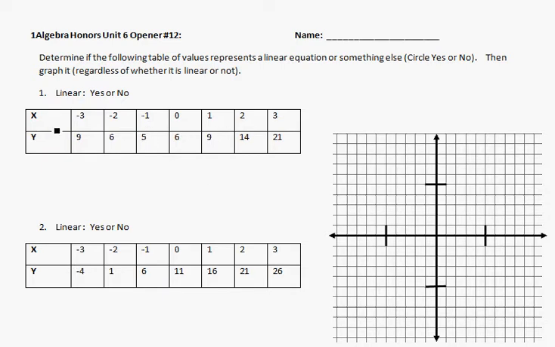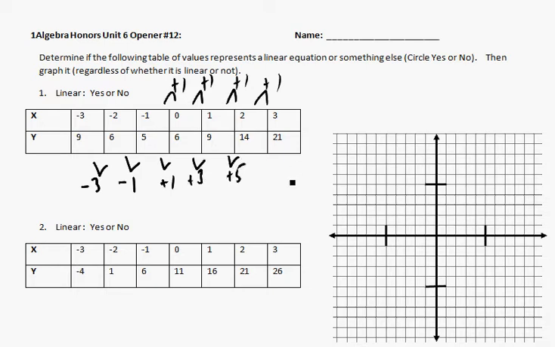Take, for instance, this first table. We can see that all of the values of x in this table are increasing by 1. Now let's take a look at the y values. We can see that here the y values decrease by 1. Here they decrease by 3. Here they increase by 1. And here they increase by 3. Here they increase by 5.